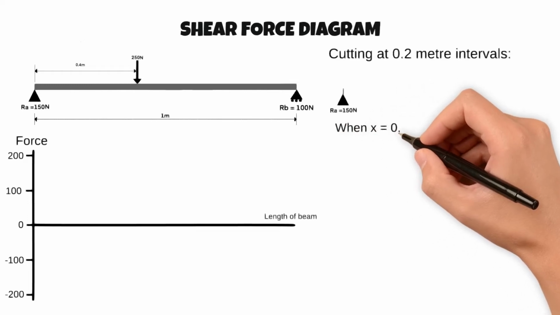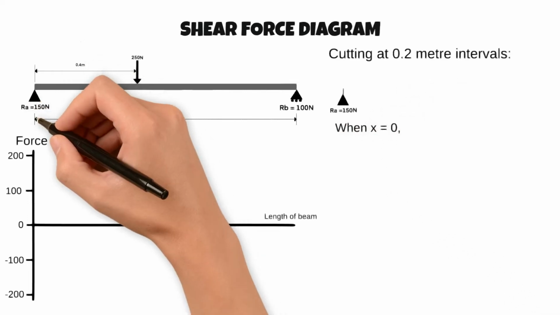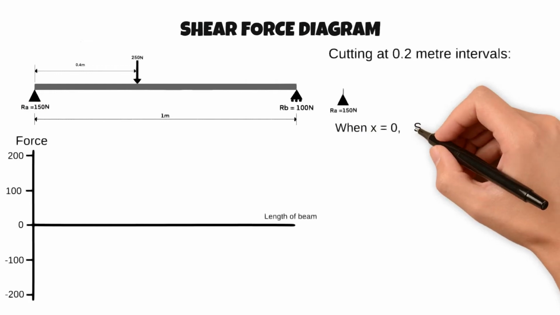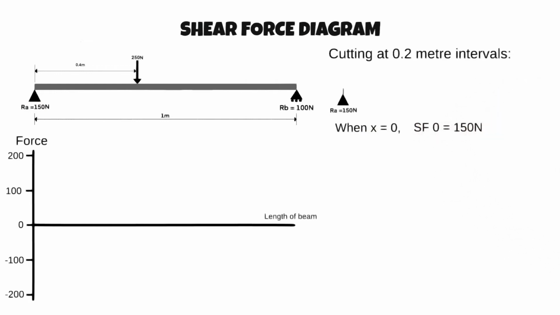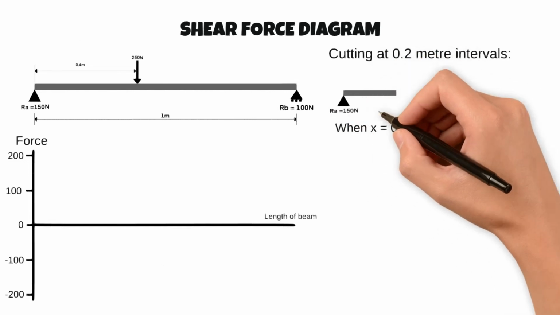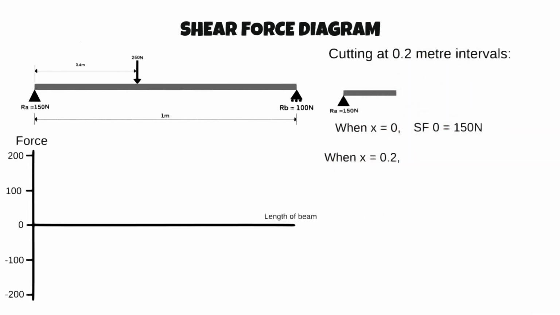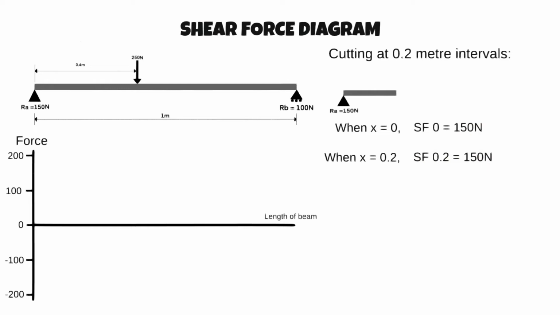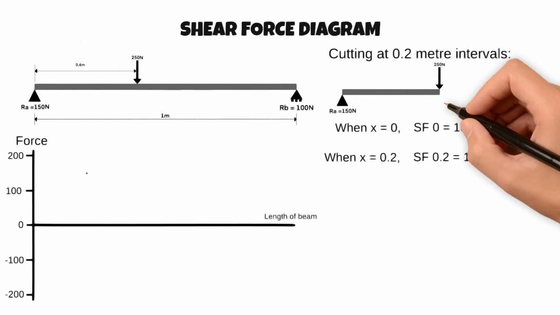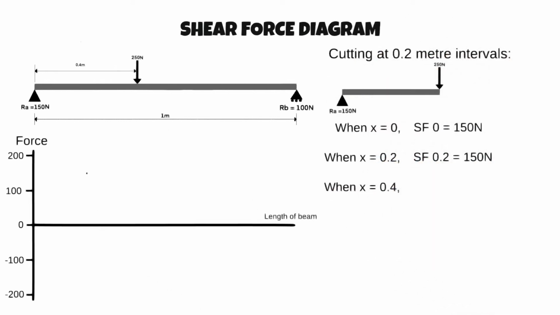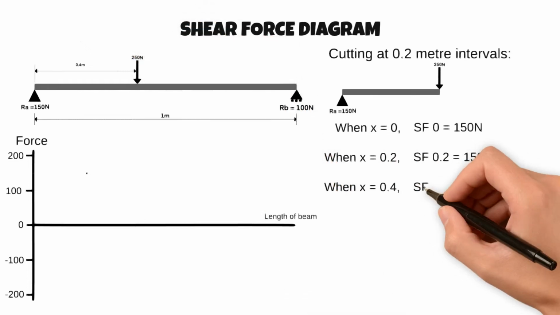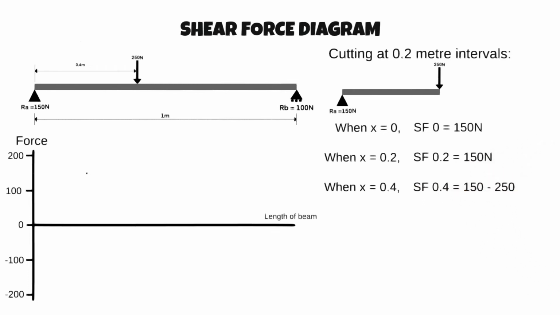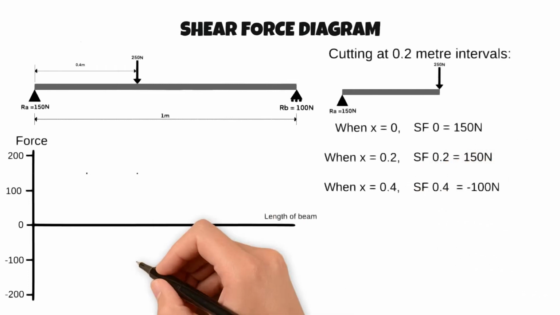When x equals 0, the only force acting on the beam is the 150 Newton reaction force RA, so the shear force at x equals 0 is positive 150 on our diagram. When x equals 0.2, the 150 Newton reaction force RA is still the only force acting to the left of the cut. The shear force remains as positive 150 on our diagram. When x equals 0.4, we have the introduction of the applied load of 250 newtons in the opposite direction. So the shear force becomes 150 minus 250, which equals minus 100 newtons.